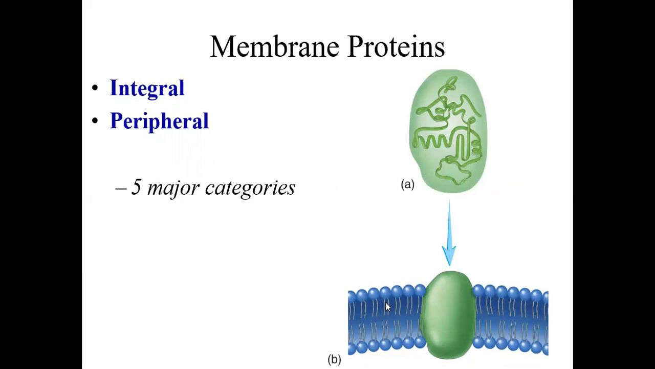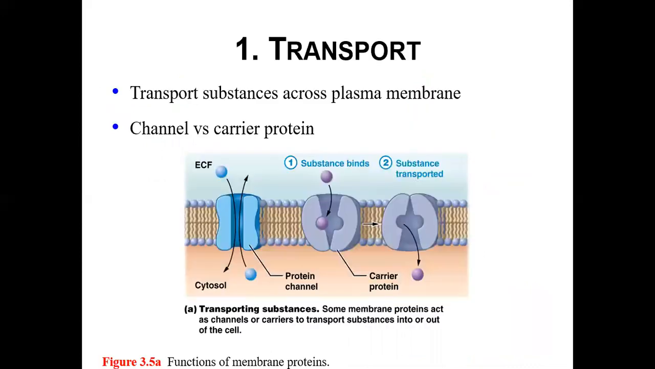We'll talk about 5 main categories of membrane proteins, beginning number 1 with transport proteins. Transport proteins do what they sound like. They are there to transport some kind of substance, a molecule, a chemical, an ion, back and forth across that plasma membrane. In the example here, you see a protein channel that allows some type of molecule to go across. Usually the channel proteins are open.